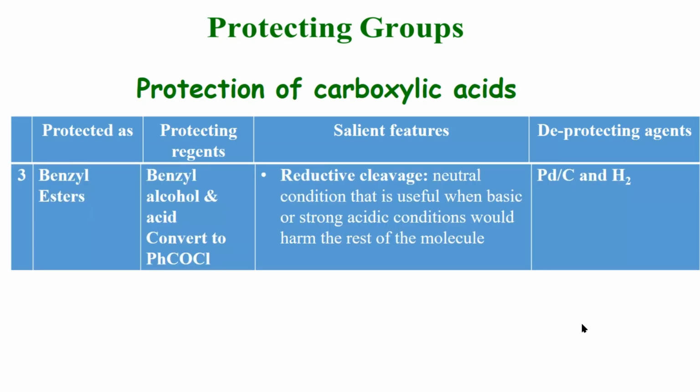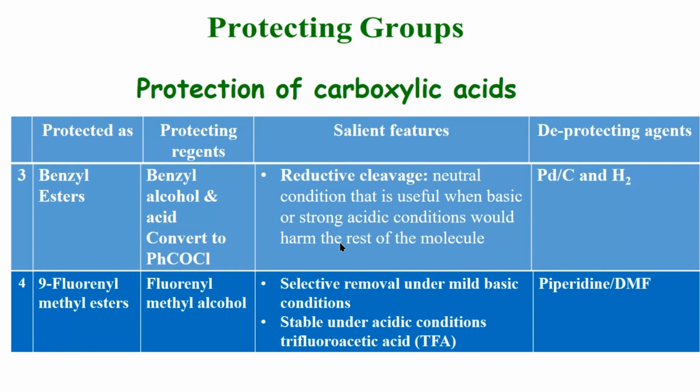Continuing with that, the benzyl esters can be prepared by treating the acid with benzyl alcohol as the protecting reagent, or it can be converted into acid chloride and then reacted with benzyl alcohol. The deprotection of these benzyl esters can be accomplished by using palladium on carbon, a reducing agent, in the presence of hydrogen. These benzyl esters are stable towards neutral conditions. Hence, we go for reductive cleavage.